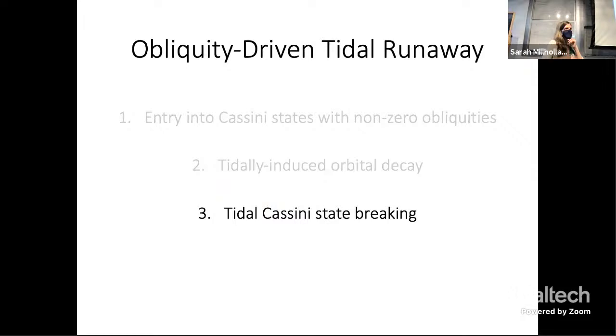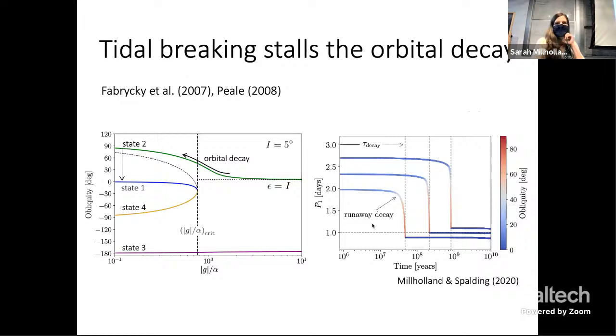Finally, for this last part, this wouldn't work if the orbital decay continued at a runaway rate indefinitely, since then the planet would crash into the star and we wouldn't see them today. So something has to stall the orbital decay. And this process is called Cassini state breaking. Cassini state breaking is essentially the limit at which the tide becomes too strong to maintain a high obliquity. So as the orbit decays and the obliquity moves up this Cassini state 2 branch, eventually it becomes too large to be stable to tidal dissipation and breaks out of this state and goes down to state 1, so a much smaller obliquity.